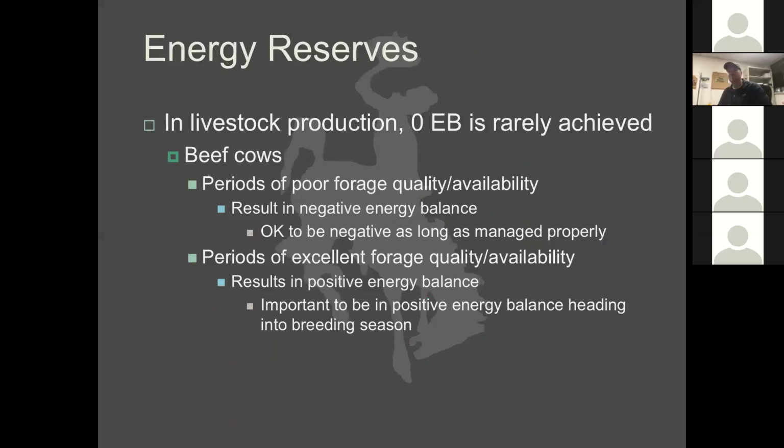The reason that we measure this is because we're evaluating protein and we're evaluating fat. Those are energy reserves, okay? Now in livestock production, rarely do we have a zero energy balance. Zero energy balance would be if you're not gaining weight, you're not losing weight. You're just steady state surviving. And rarely does that happen. We usually are milking and losing weight, or we're dried up and gaining weight, okay? So it's okay to be negative as long as we manage it properly.